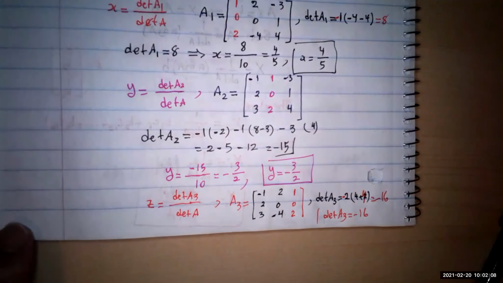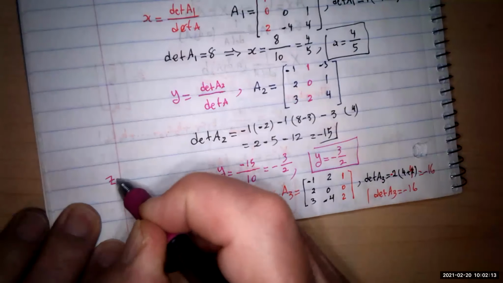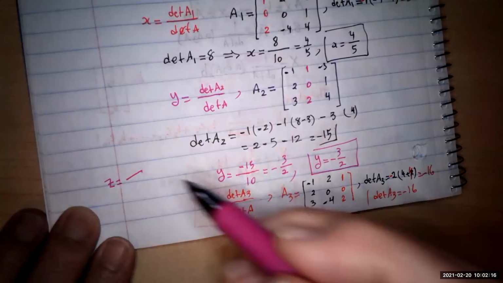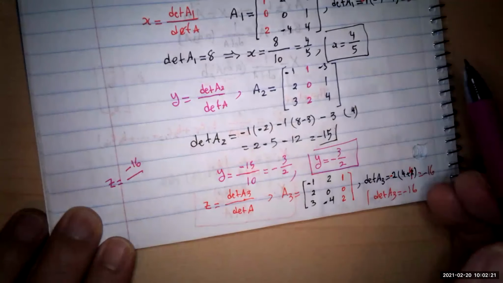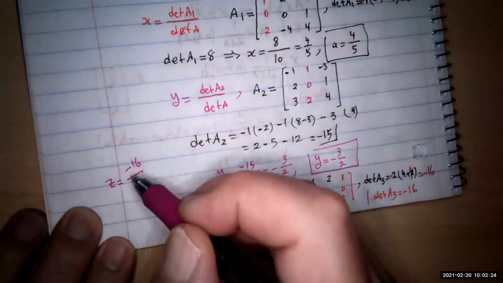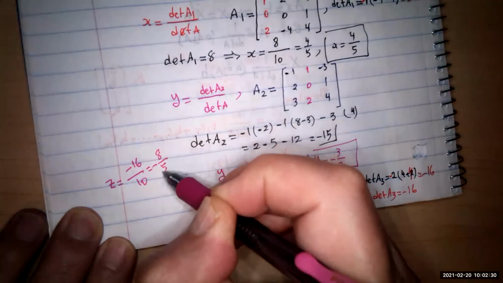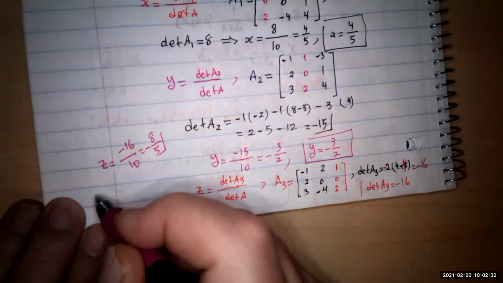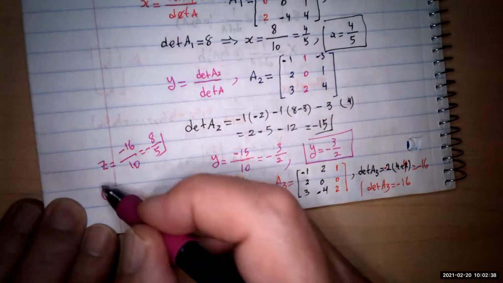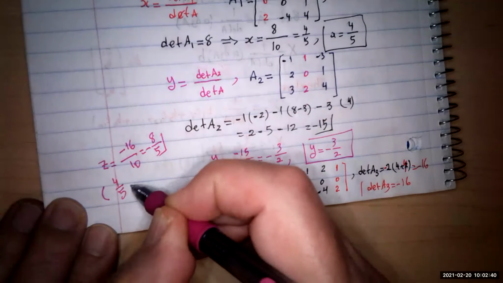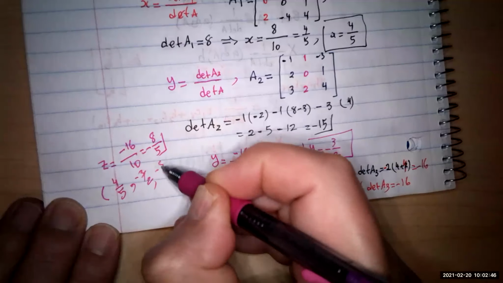So Z is going to be equal to, I put the Z here, so we have everything in one setting. The Z is going to be -16 divided by the determinant of A, which was 10. So you simplify by 2, and the final answer would be -8/5. So the final answer: X is 4/5, Y is -3/2, and Z is -8/5.